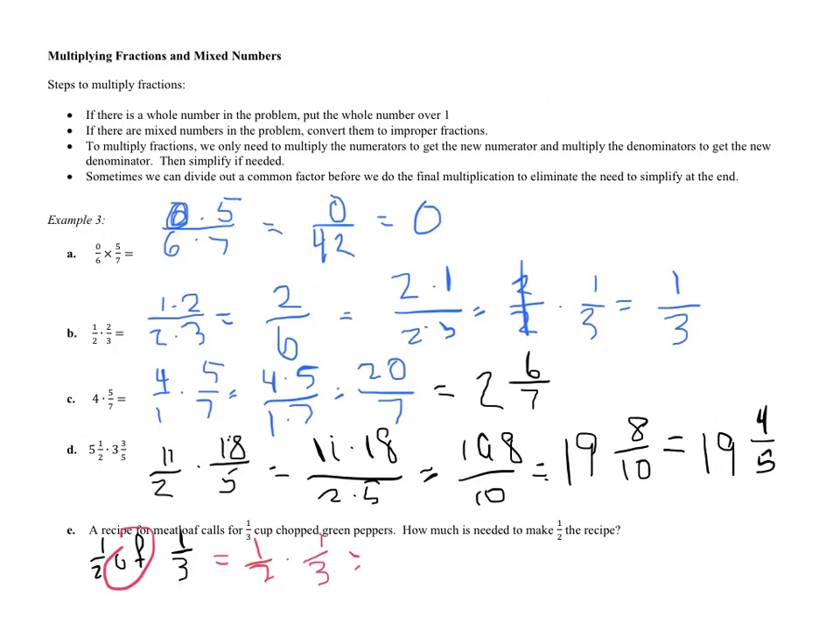And in doing that, we multiply our numerators, 1 times 1, to get the new numerator, and multiply the denominators, 2 times 3, to get the new denominator, 1/6. And now, since this is in fact a word problem, an application problem, we have units. In this case, the units are cups. So we need 1/6 of a cup of green peppers.